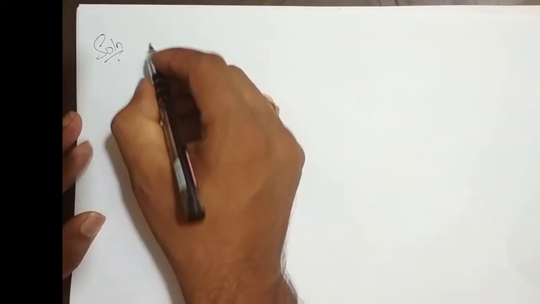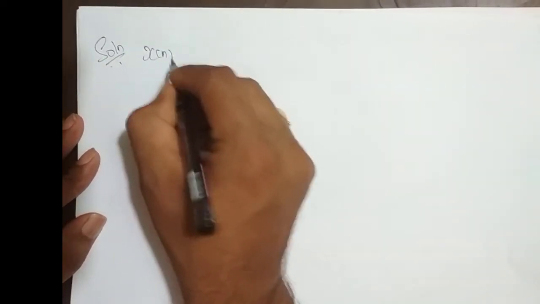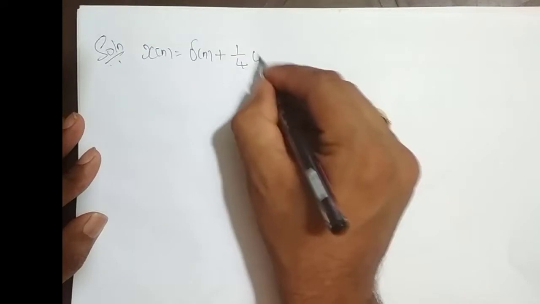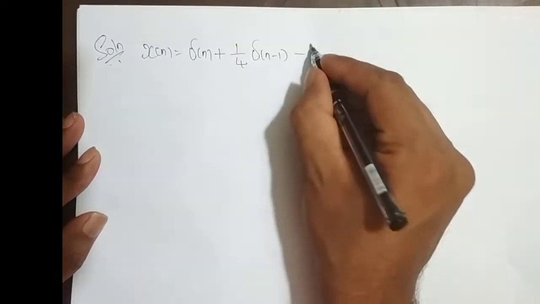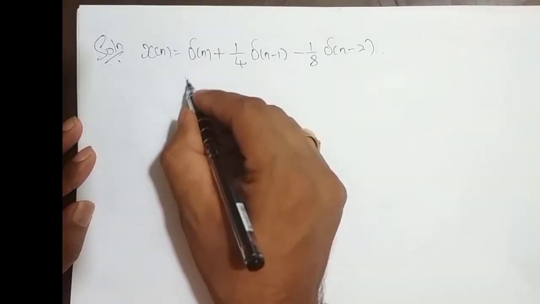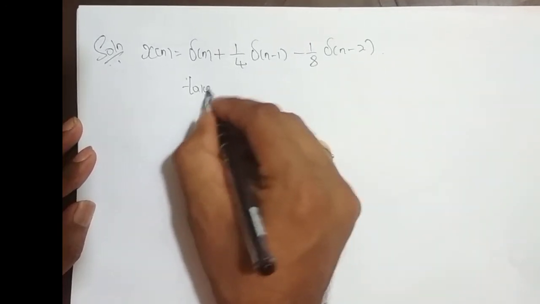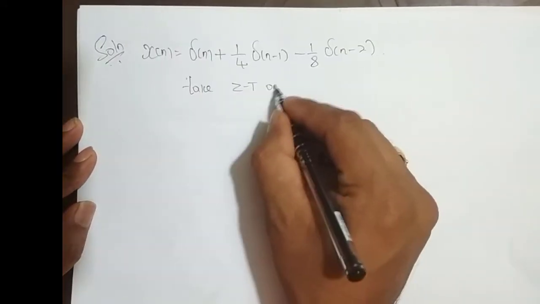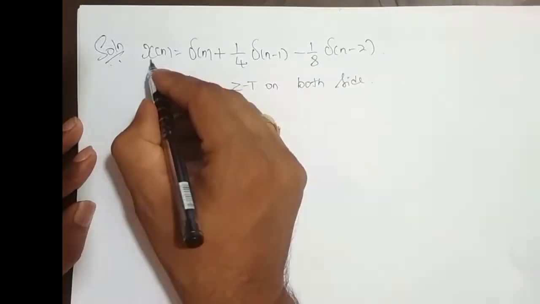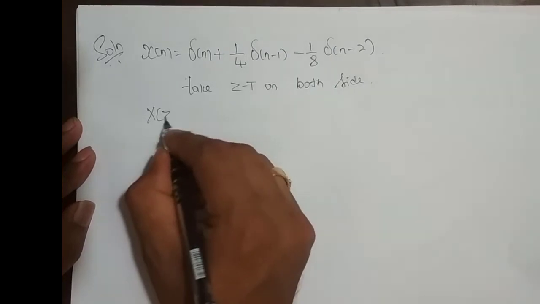So what is the input given? The input is x of n equal to delta of n plus 1 by 4 delta of n minus 1 minus 1 by 8 delta of n minus 2. The next step is to take the z transform on both sides. So what do we get? What is the z transform of x of n? It is X of z, right?